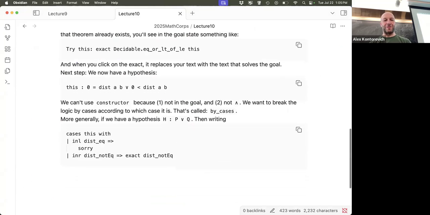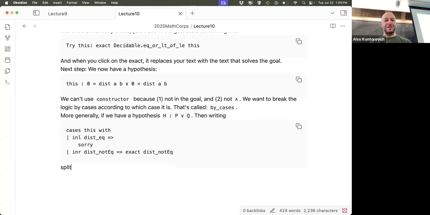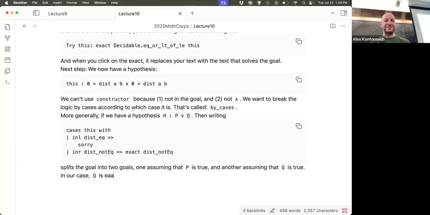Well, okay, then writing splits the goal into two goals. One assuming that P is true, and another assuming that Q is true. In our case, Q is exactly the original goal. So this line exact solves everything.